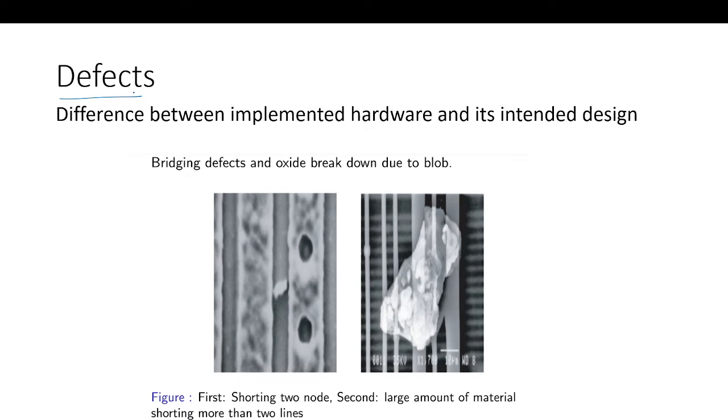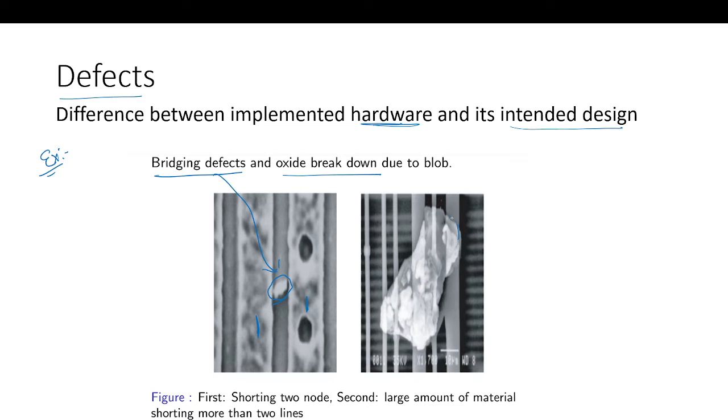I am just giving one basic example. When we have a difference between the implemented hardware and the intended design, we call such a difference a defect. Now, consider a bridging defect or an oxide breakdown. In a bridging defect, here you can see a material which is bridging between these two nodes. So this is known as the bridging defect.